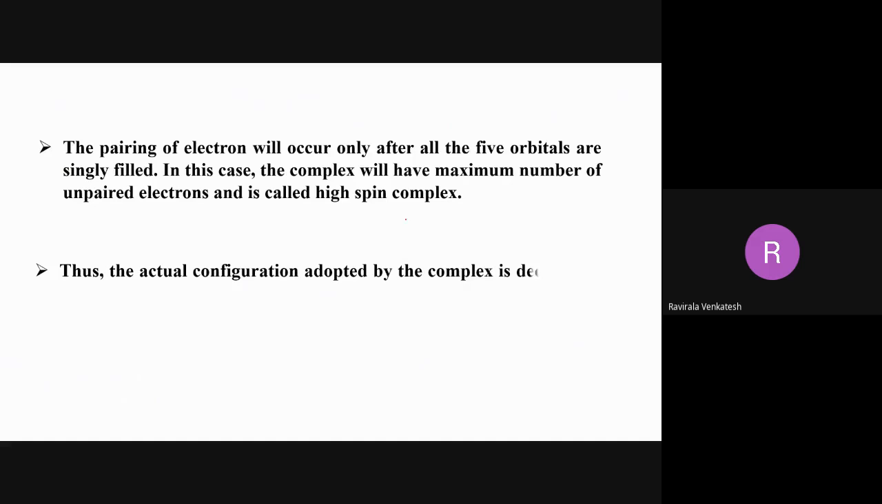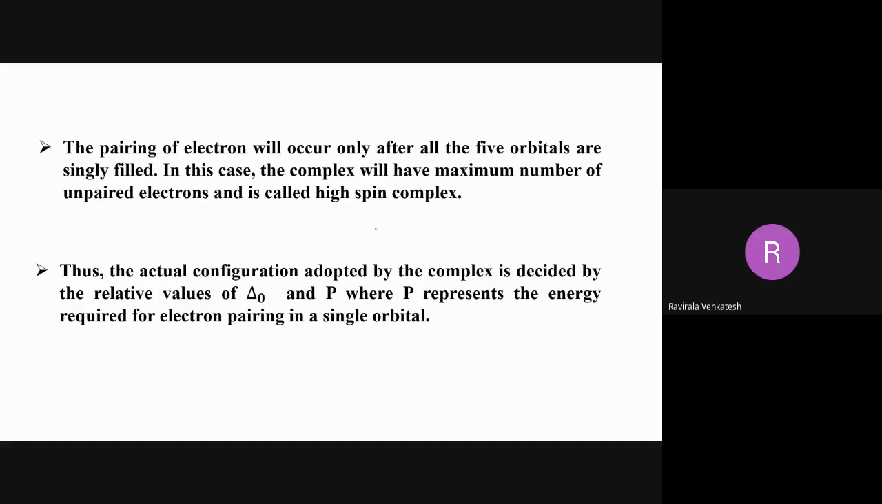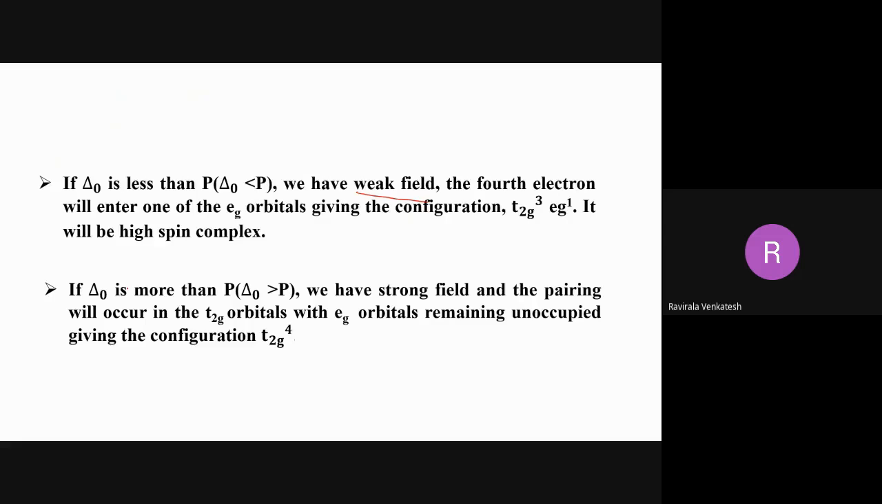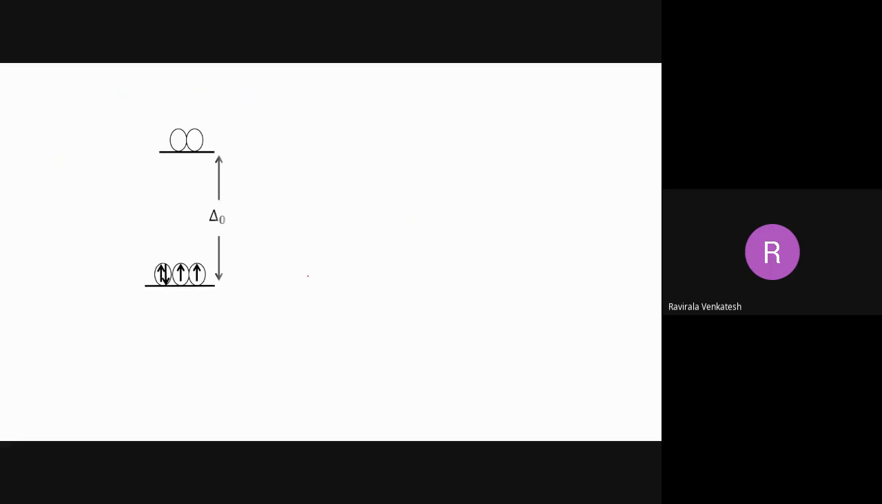This is what we are just explaining. The pairing of electrons will occur only after the 5 orbitals are singly filled. Okay. So everything we have completed just now. The actual configuration adopted by the complex is decided by the relative splitting energies and pairing energies. When splitting energy is more, pairing is taking place. When pairing is less, we have weak ligand. Splitting is more, then it will be strong ligand. Already we discussed all this by taking examples.